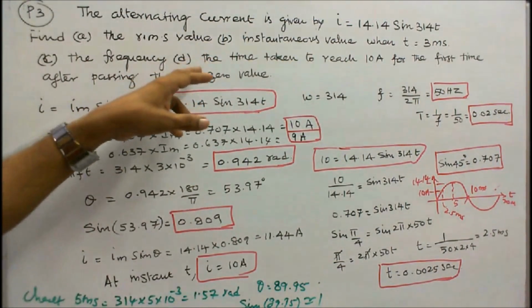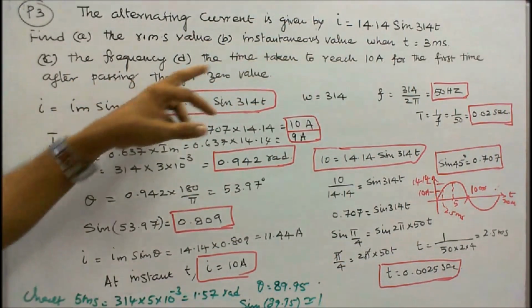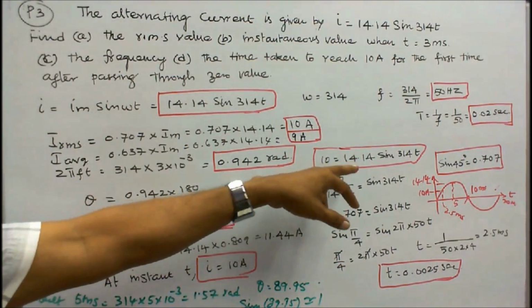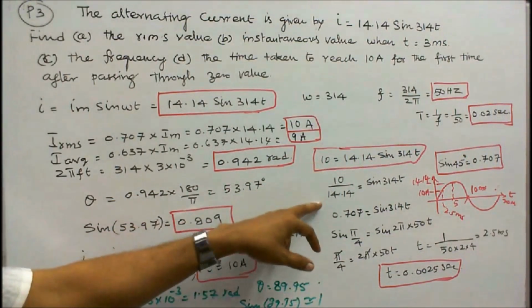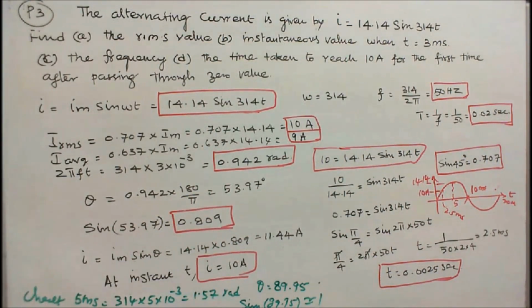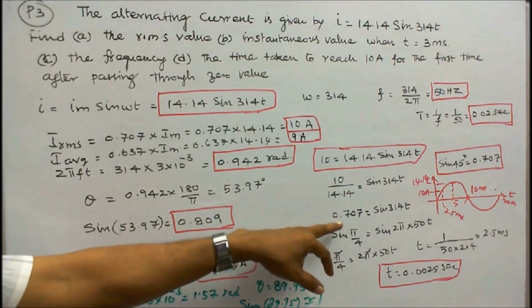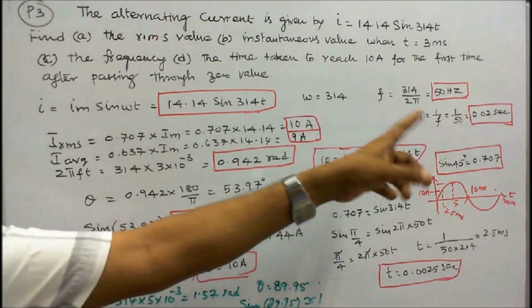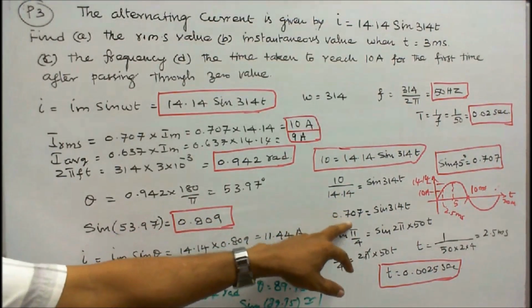The last question is the time taken to reach 10 amps for the first time after passing through zero value. The instantaneous value is 10. Therefore, 10 is equal to 14.14 into sin 314t. So 10 by 14.14 is equal to sin 314t. Here 10 by 14.14 is equal to 0.707. 0.707 is equal to sin 45. So instead of 0.707, I can write sin pi by 4.